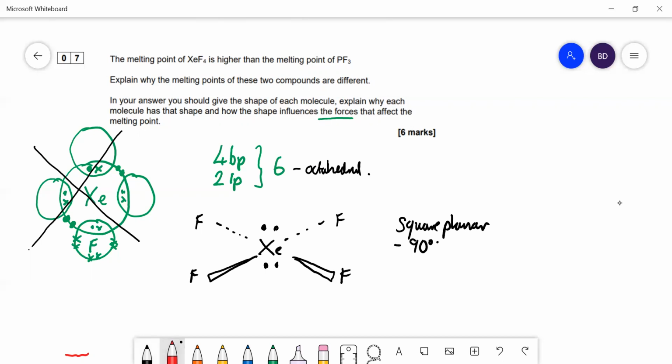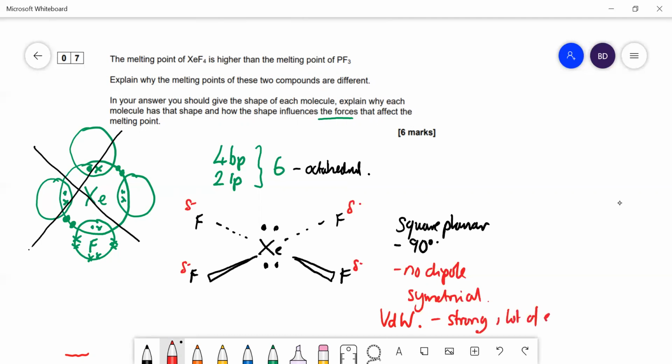Now, each fluorine will have a partial negative charge on it. It's very electronegative, of course, but there's no dipole because the molecule is symmetrical. So what kind of intermolecular forces are we going to get there? We're only going to get van der Waals forces, okay? They might be quite strong, though, because xenon is a big atom with a lot of electrons. And also, because it's square planar, they're going to stack up on top of each other, and you're going to get lots of points of contact.